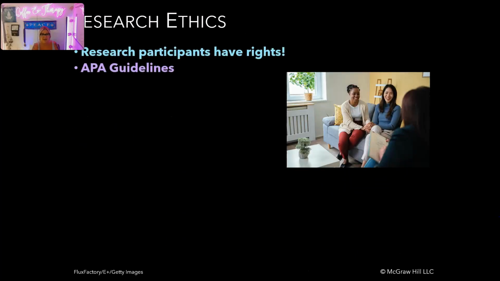Then we have to look at ethics. We're almost done. Research participants have rights. Now, back in the day, as we're going to see in social psychology, people have rights. And when we look at ethics, you have to follow ethical guidelines.